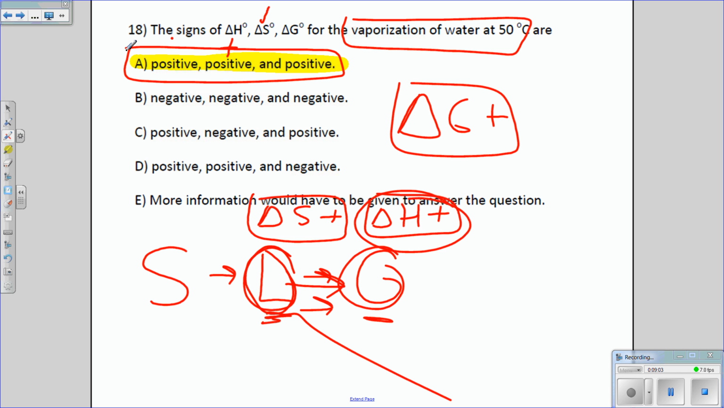That's applying what you know about the natural world to chemistry. The fact that heat is required to go from a liquid to a gas, it's the SLG rule. If you're going from a liquid to a gas, the delta S is positive as well because entropy is increasing, using the SLG rule. And you know that water does not vaporize at 50 degrees Celsius. That's just applying what you know about water and the natural world.